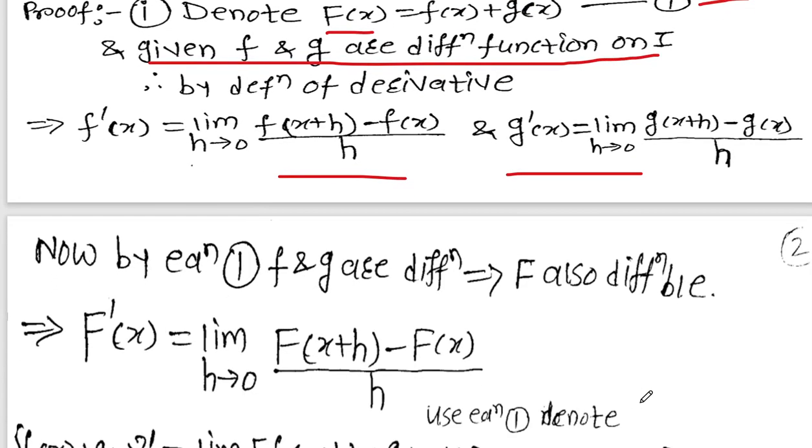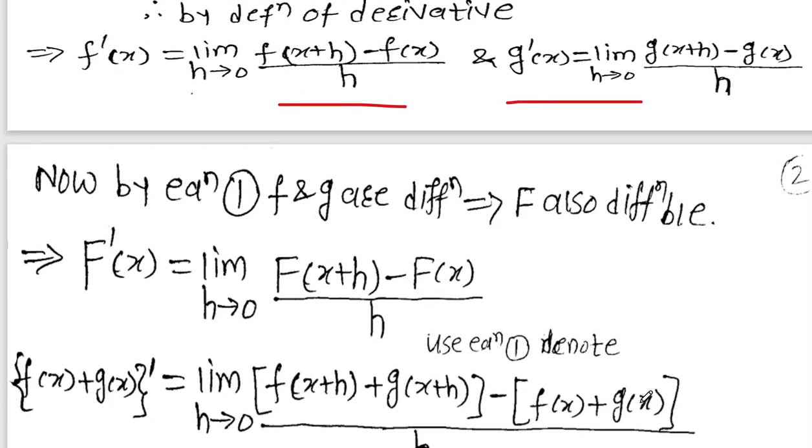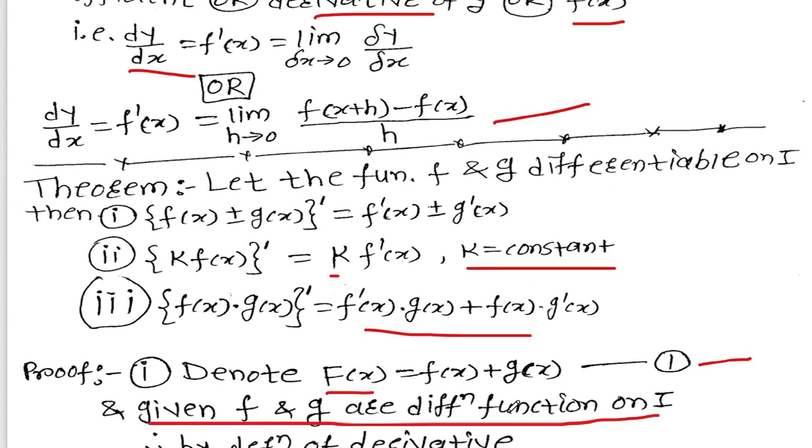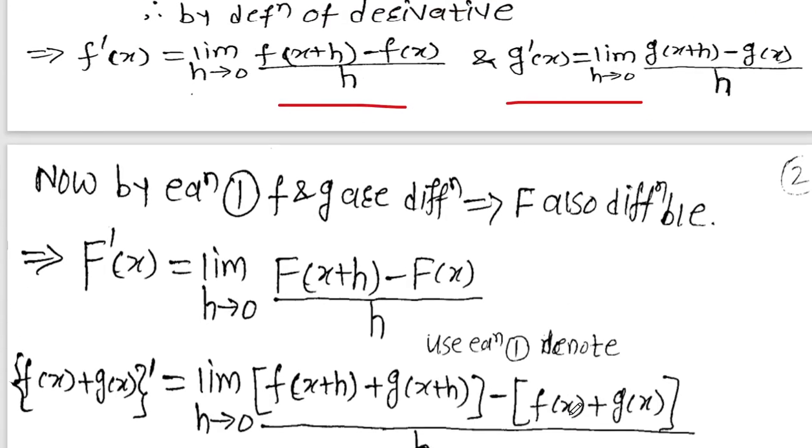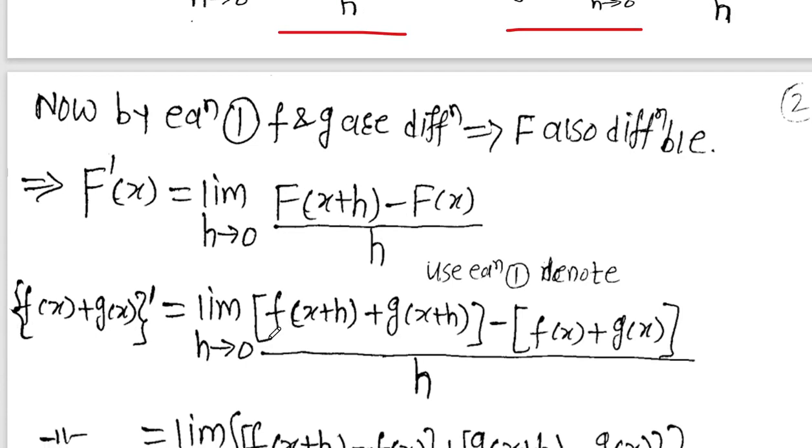Now, from equation number 1, f of x and g of x are both differentiable functions. Therefore, we can say that capital F of x is also a differentiable function. Now we will use the derivative for the function capital F, which implies capital F dash of x equals limit h tends to 0 capital F of x plus h minus F of x divided by h.